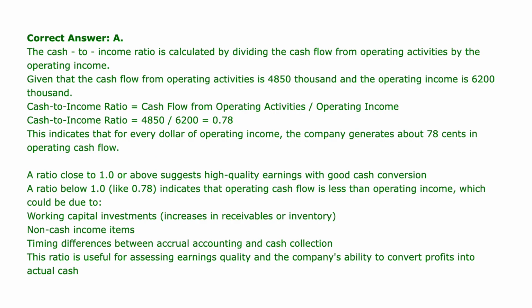Cash to income ratio is 0.78, indicating 78 cents of operating cash flow per dollar of operating income. A ratio near 1.0 or above indicates high quality earnings and good cash conversion. A ratio below 1.0 suggests operating cash flow is less than operating income, potentially due to working capital investments, non-cash income, or timing differences.